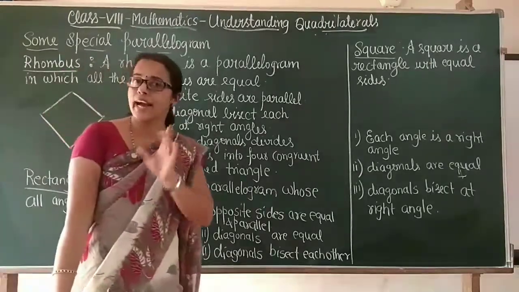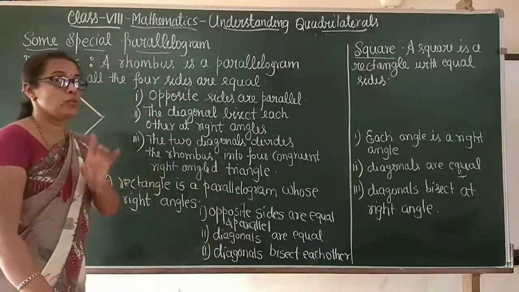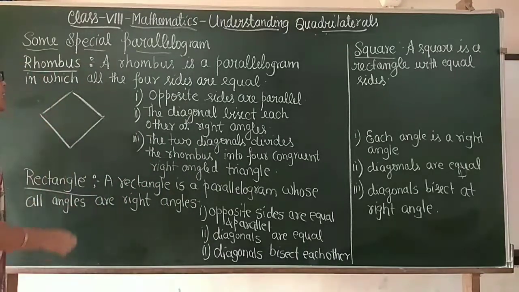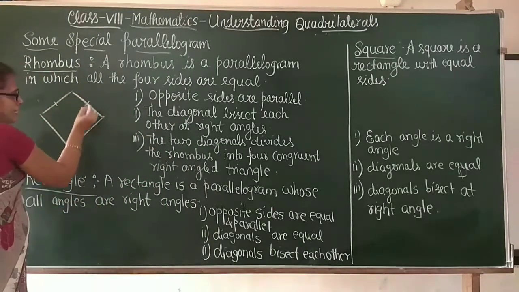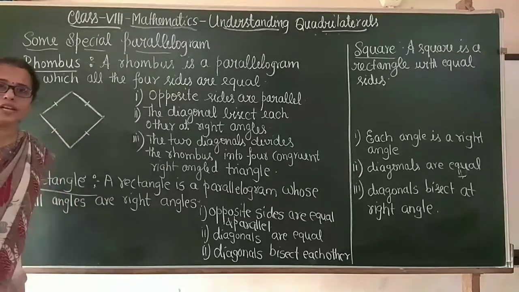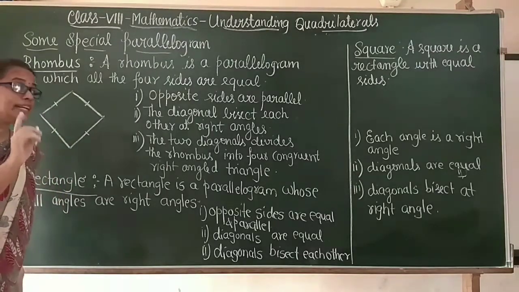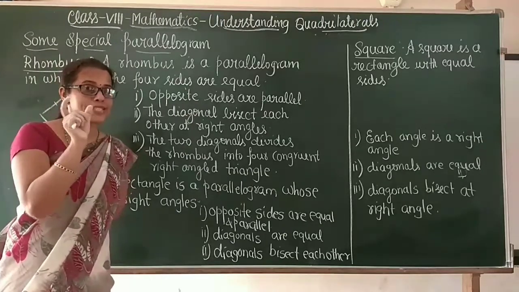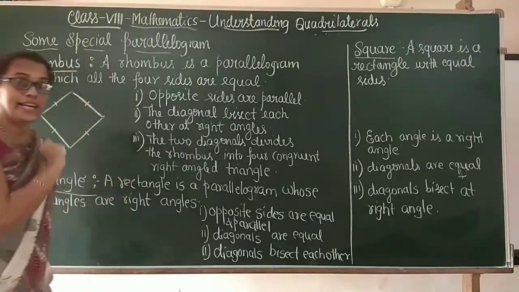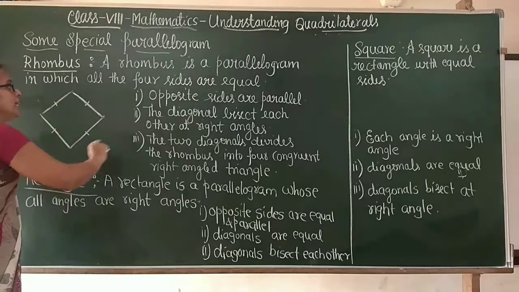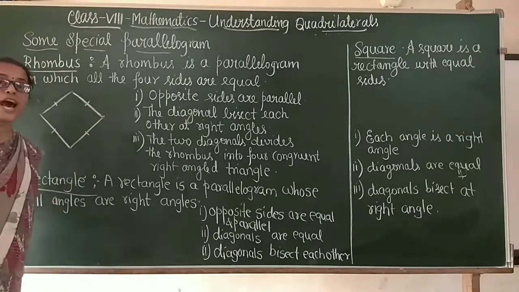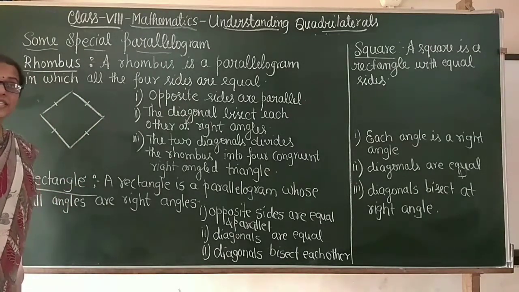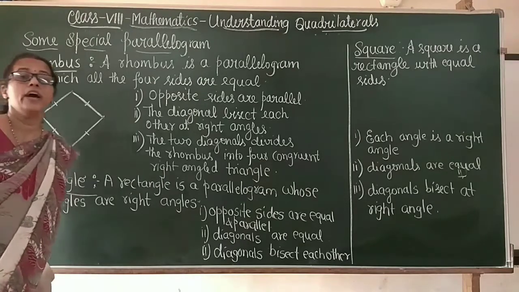It looks like a kite, but it is not a kite. Why? Because here all the sides have equal length. But in a kite it is not like that. Two consecutive pairs have equal length. But here it is not like that. All the sides of a rhombus have equal length. That's the difference between a kite and a rhombus.